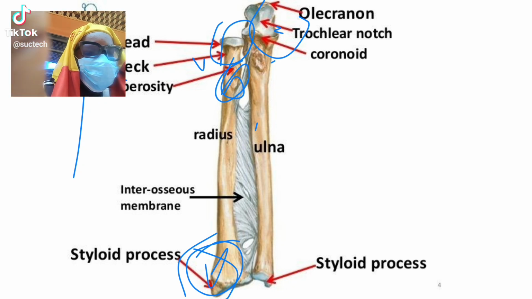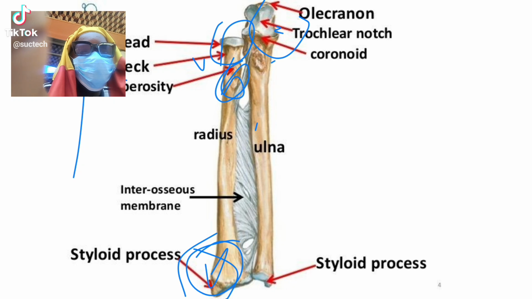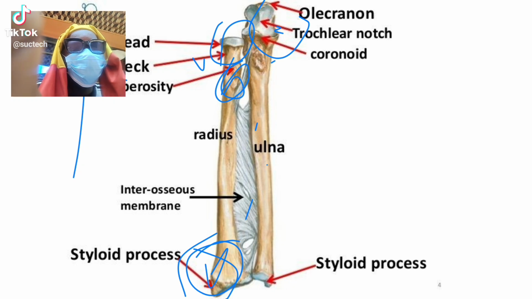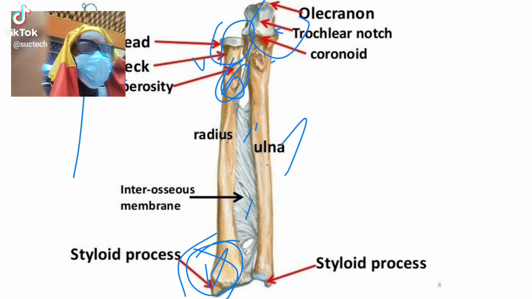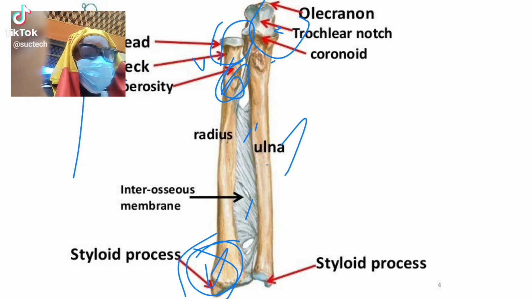The next thing they may ask about these two bones is what forms between both of them, or what connects these two bones together. You know that is the interosseous membrane. So now let's continue.